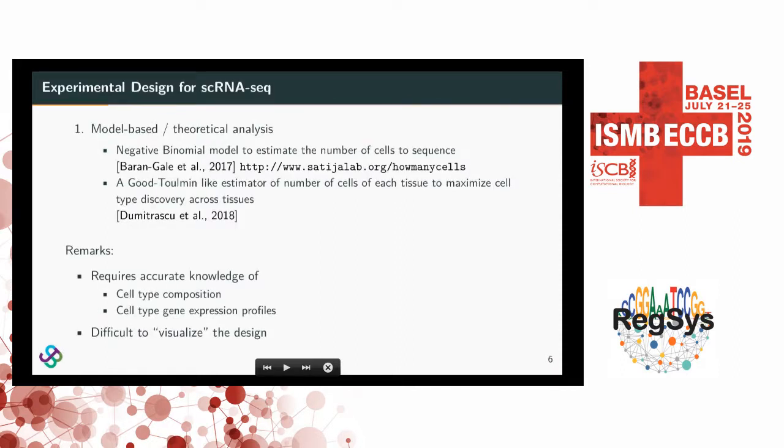For those theoretical-based analyses, you need accurate knowledge about the cell type composition and cell type gene expression profiles. Unfortunately, for a lot of the new systems we explore, we do not have this knowledge. And also, for the estimators obtained from this theoretical analysis, it's really difficult to visualize how the design might work. So therefore, for biologists, they are not very intuitive.